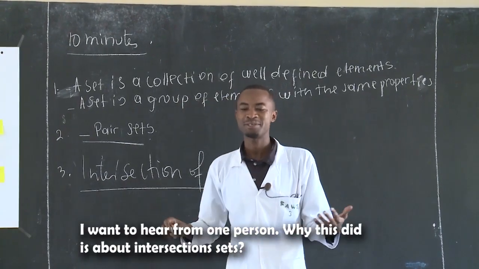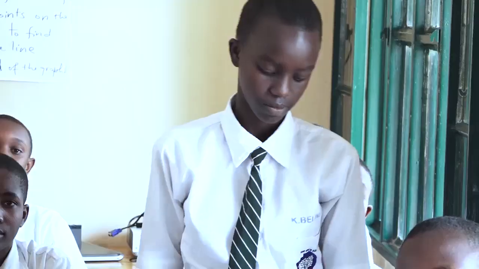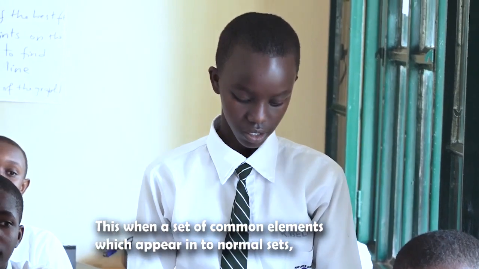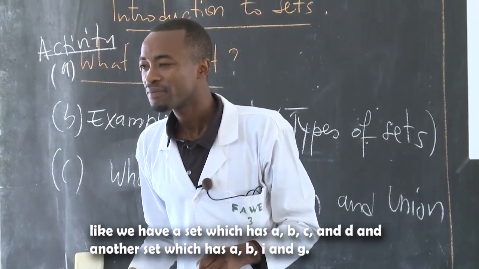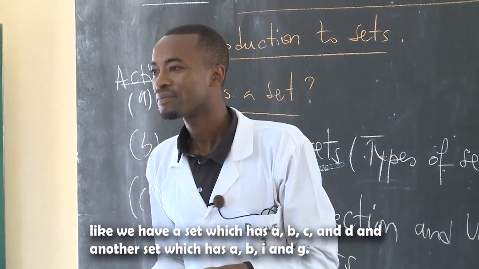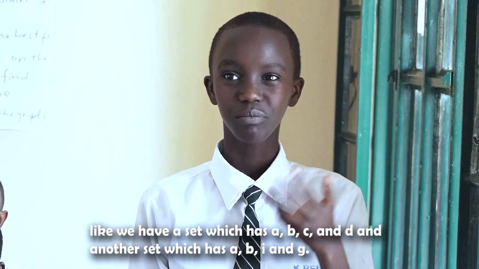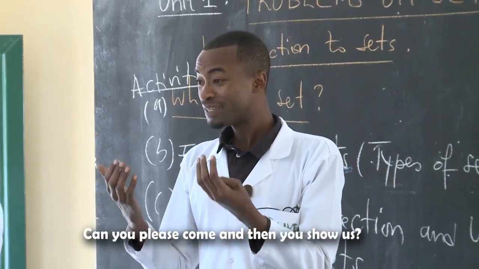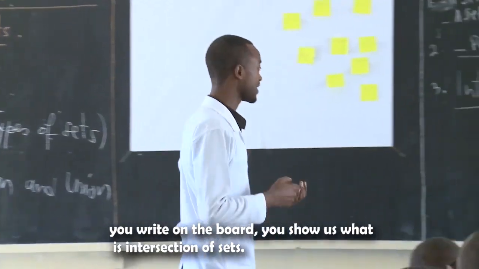What did you discuss about intersection of sets? This is a set of common elements which appear in two or more sets. Like we have a set which has A, B, C, and D, and another set which has A, B, I, and F. Can you please come and write on the board? You show us what is the intersection of sets.